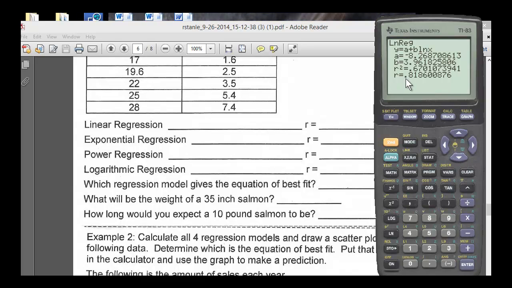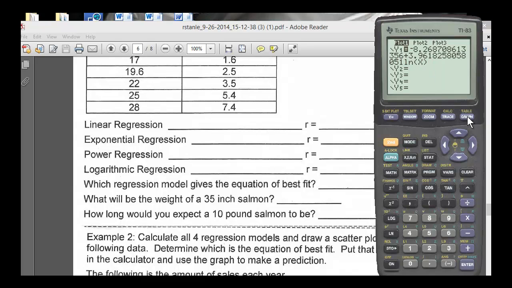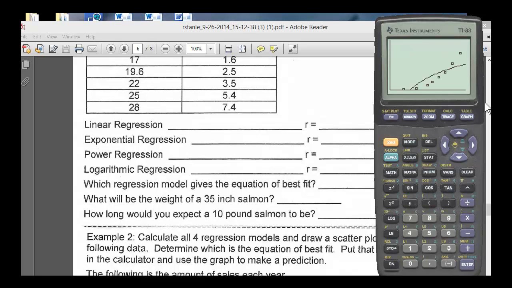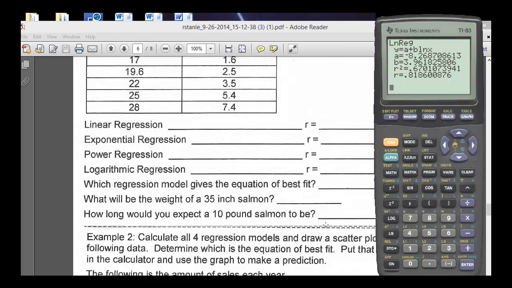Now we want to put this equation into y equals. So go to y equals, hit the vars key, number 5, and right arrow to equation. Now the equation has been input into y1 of the calculator. Now graph. Obviously I did not choose the correct graph. Let me start over. Stat, Calc, let me find out what happened. Oh, I have the logarithmic regression. I need the power regression.